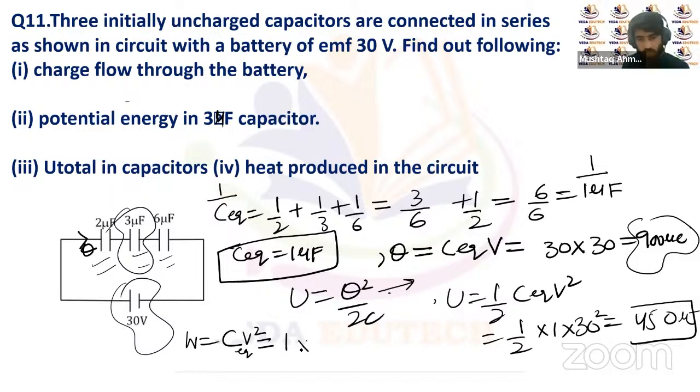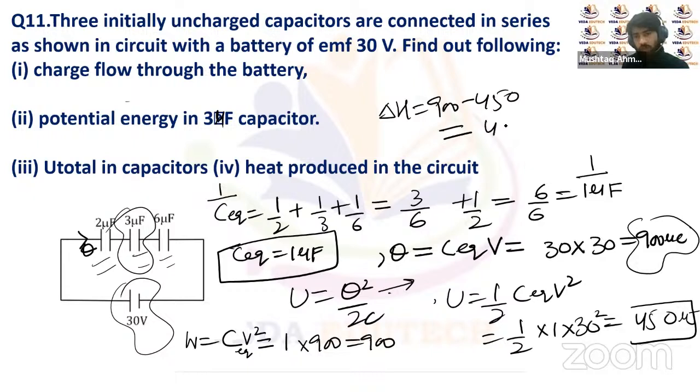That will be C equivalent is 1, so it will be 900. So the total heat generated here will be 900 minus 450, that's equal to 450 microjoules. Whatever work is done by the battery, half of that is dissipated in the form of heat energy. So 450 microjoules is the heat produced in the circuit, and the total energy stored in the circuit will also be equal to 450 microjoules.